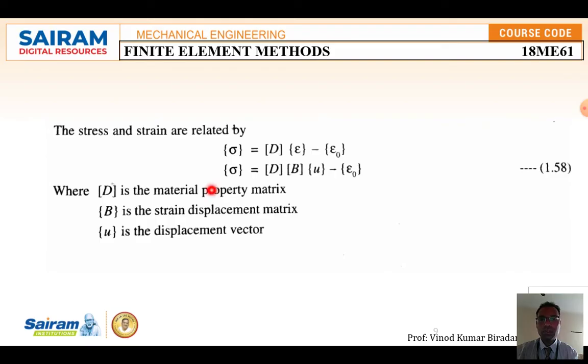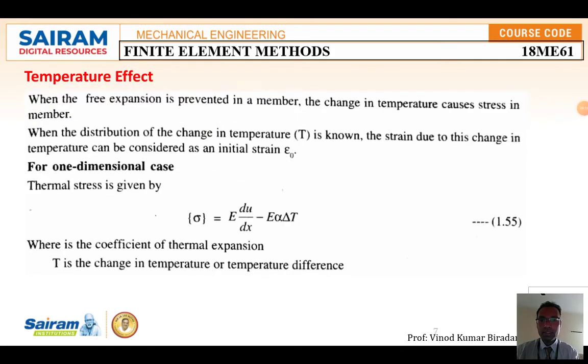Here, where capital D stands for what? Material property of the matrix, and B is equal to strain displacement matrix, and U is the displacement vector. You have to remember these. I will repeat here again.